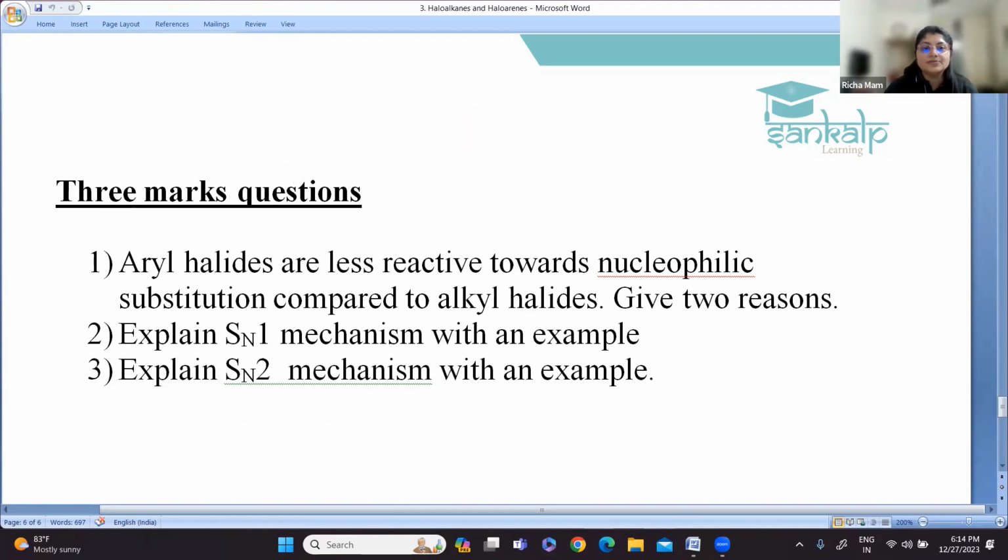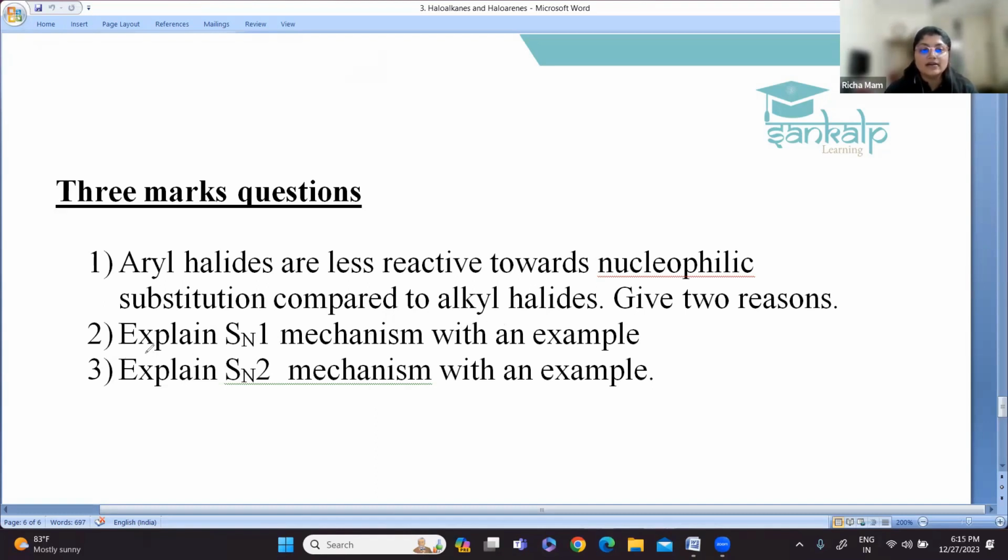Fine. So this is the question. This is an important question, asked very frequently. If you see the previous years' question papers, these questions are asked compulsorily. Aryl halides, why are they less reactive towards the nucleophilic substitution reaction compared to alkyl halide?